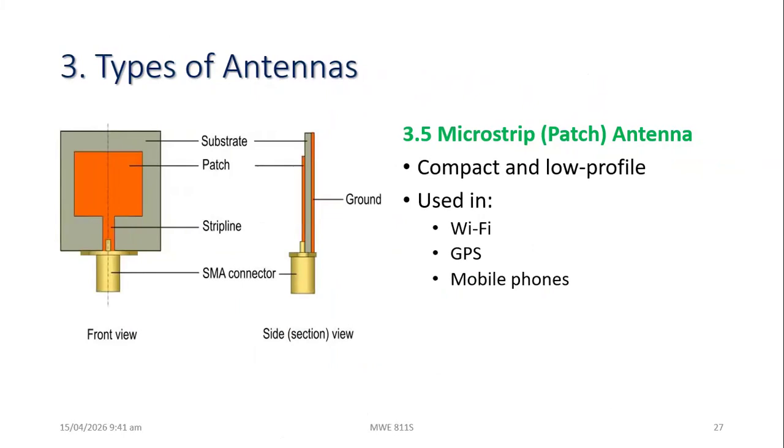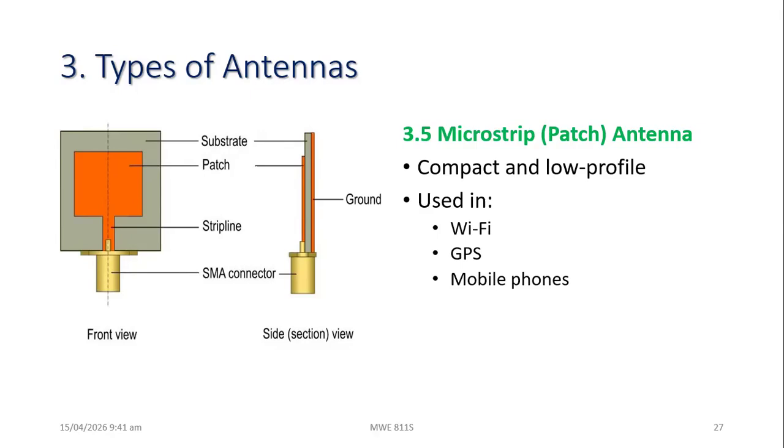Then you've got a patch antenna. This is what is common in most mobile communication, most Wi-Fi systems, GPS, mobile phones. They are very short. You can't easily see them, but they are there. They operate at very, very high frequency. It's compact and low profile.